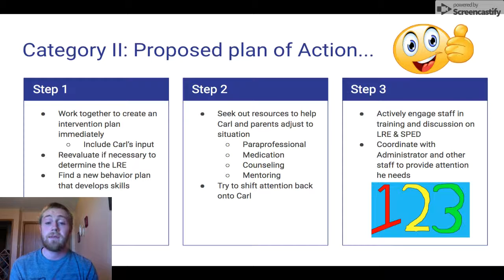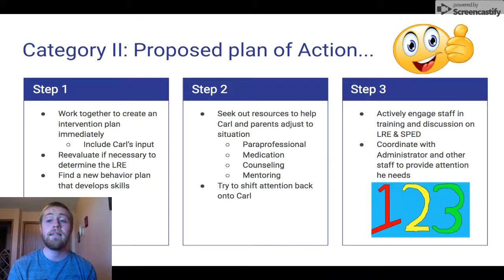And perhaps a mentoring program. His dad doesn't seem to be involved all that much anymore, so maybe he needs a good male influence in his life through a program like Big Brothers Big Sisters or something like that. And to try to shift the attention back onto Carl, a lot of the parents and people involved are focused on what's best for them and not really what's best for Carl.